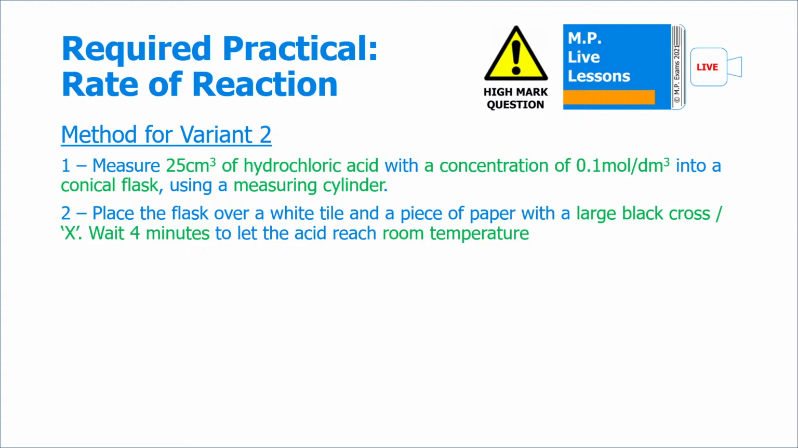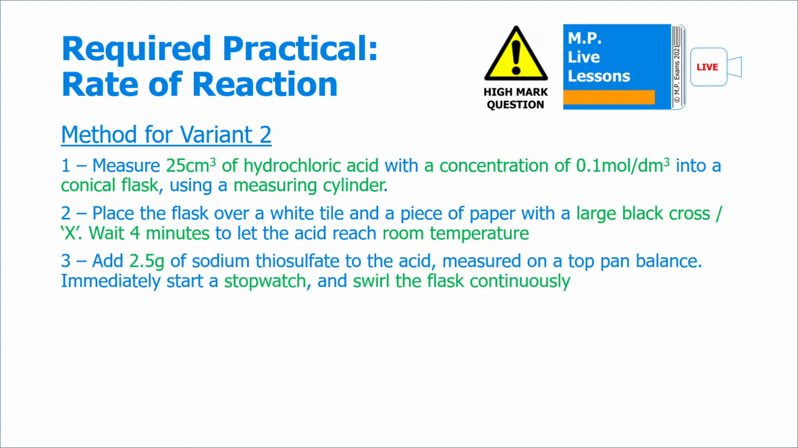Now, again, we wait 4 minutes to let the acid reach room temperature, or again, you could use something else. Then we add a set mass of sodium thiosulfate, like 2.5 grams, measured in the top pan balance. After we've added it into the flask, we start swirling the flask and we start a stopwatch.